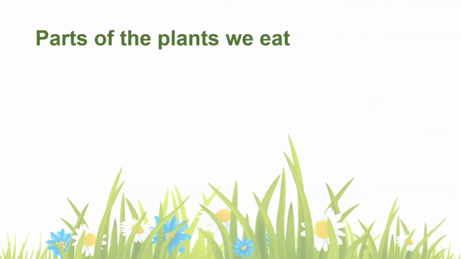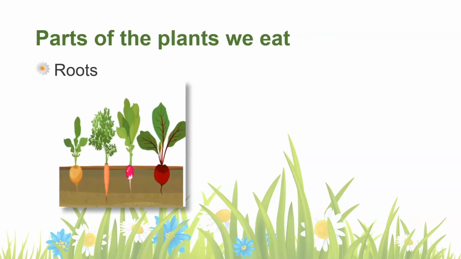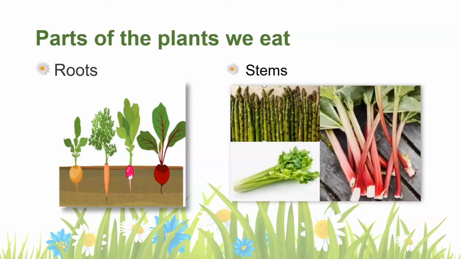As we have mentioned, we actually eat many different parts of different plants. Let's see if you can name a few. Can you think of any plants that have roots we eat? Examples include onions, carrots, radishes, and beetroot. Which stems do we eat? We like to eat stems such as asparagus, celery, and rhubarb.